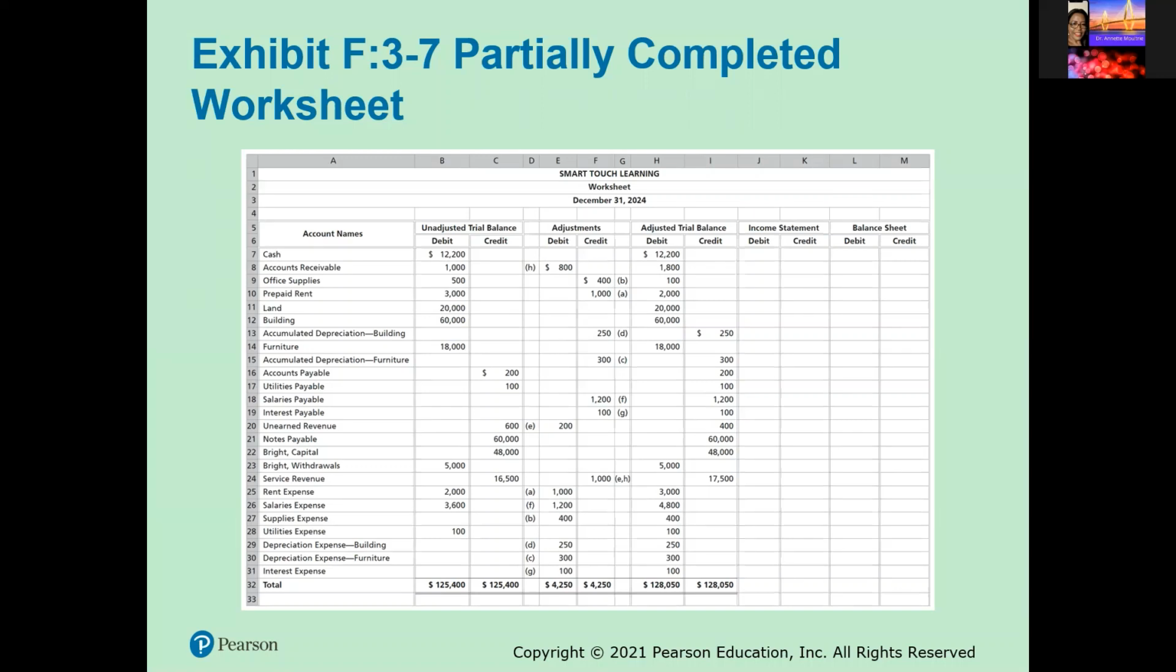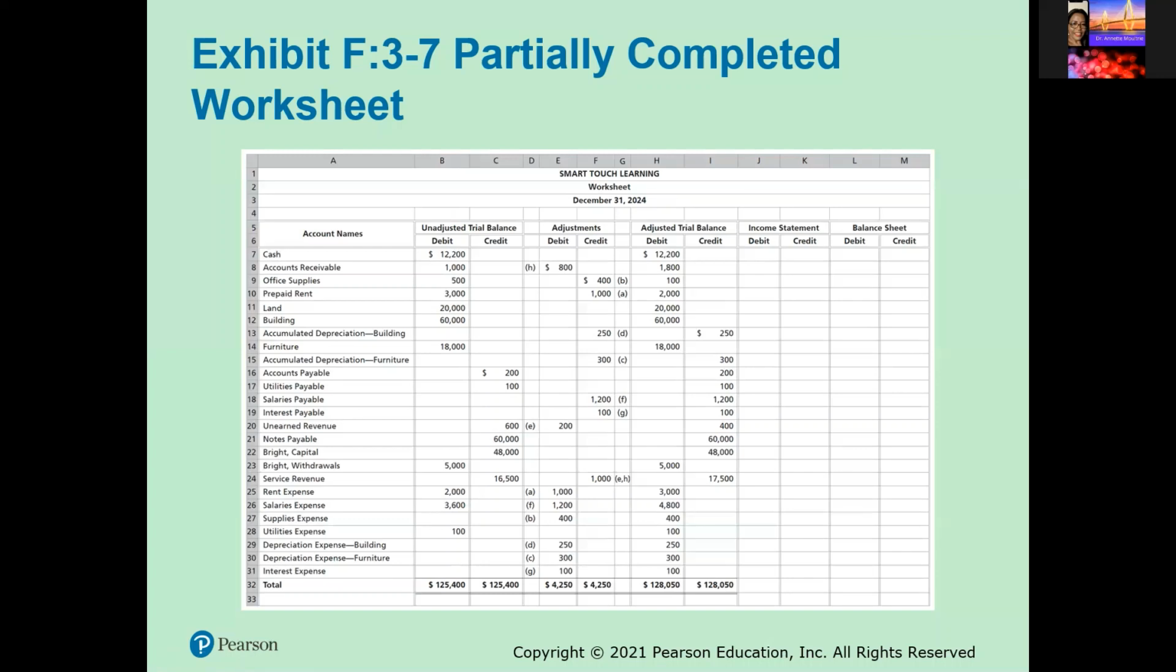Section 1 is the account names. The account names are taken from and listed in the same order as the chart of accounts. You have your cash first, accounts receivable second, and so on and so forth. Section 2 is the unadjusted trial balance. This is the unadjusted trial balance. The account balances are copied directly from the ledger before any adjustments. Total debits must equal total credits.